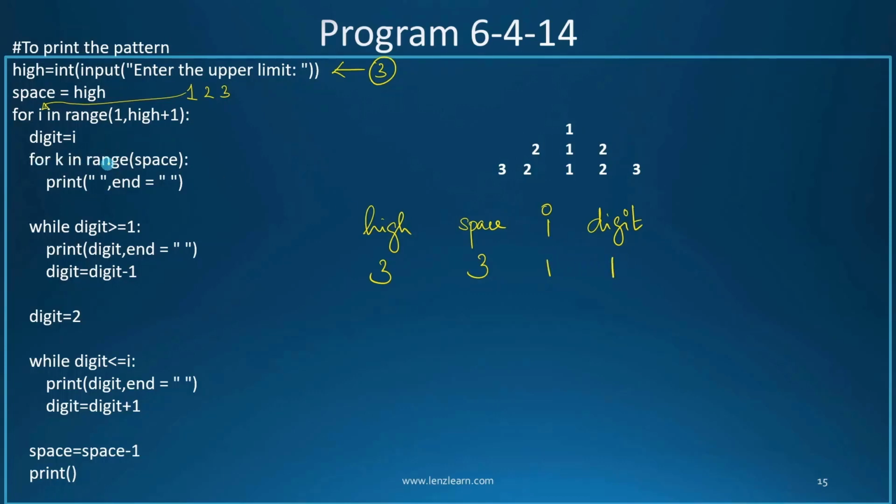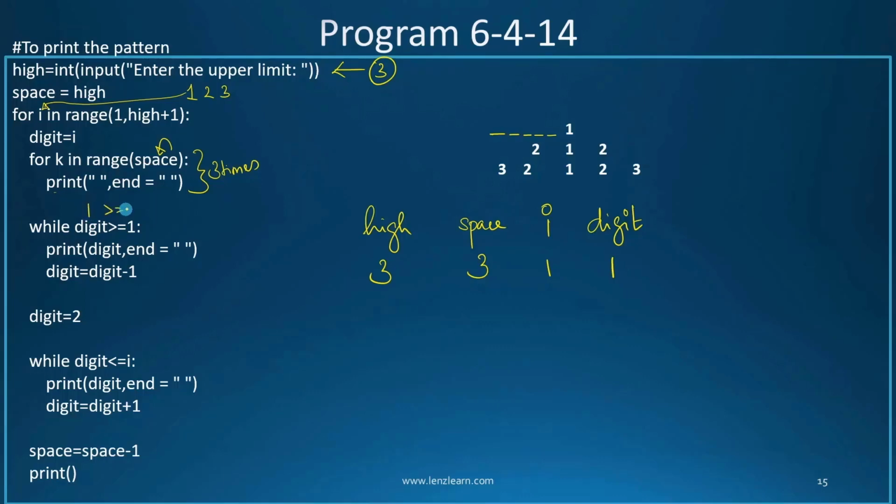After that I have to print the spaces. So here you can see the value of space is 3. So this loop will run 3 times because the range operator works with the value of space, and it will be printing 2 spaces at one time. So we will be printing many spaces, or maximum spaces, in the first line. So once this loop is finished, I will come here. This while loop will work until the value of digit is greater than or equal to 1. Okay, so right now the value of digit is 1.